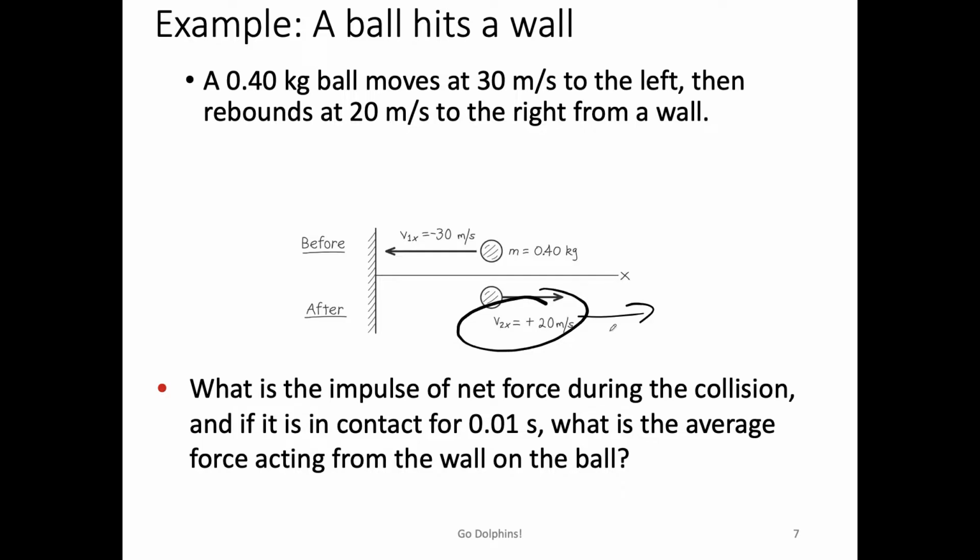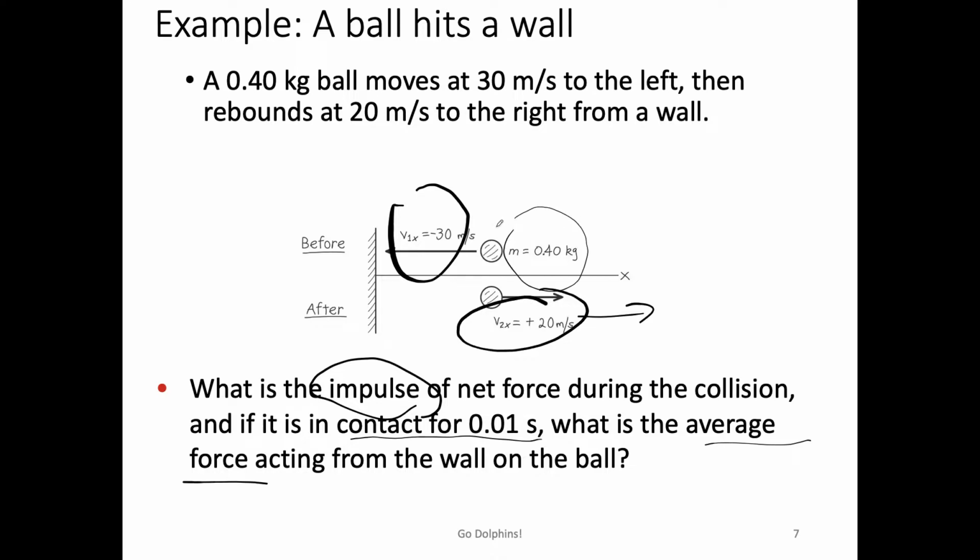And then from the impulse, if we know the contact time, we can find the average force. How do we find the impulse? This problem didn't give us force or time, so we cannot use F times delta t to calculate the impulse. But it did give us the initial velocity, final velocity, and the mass.